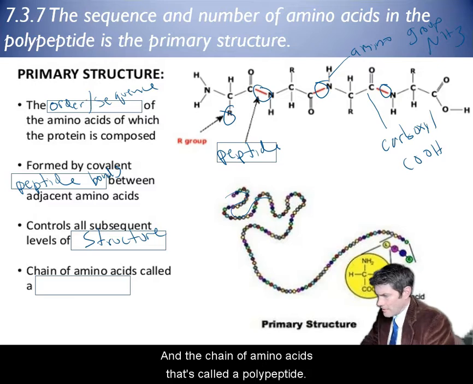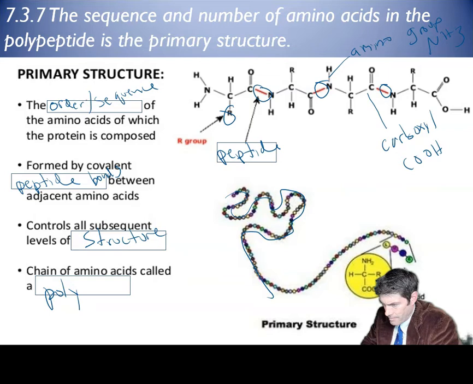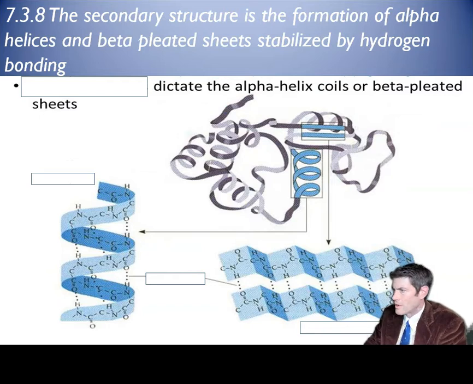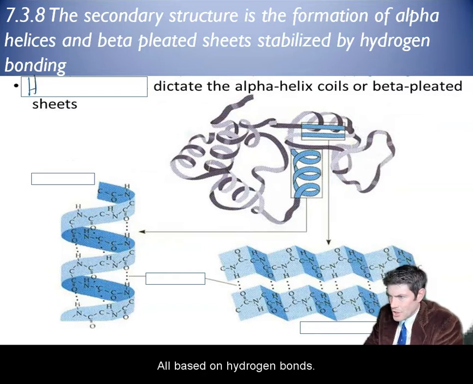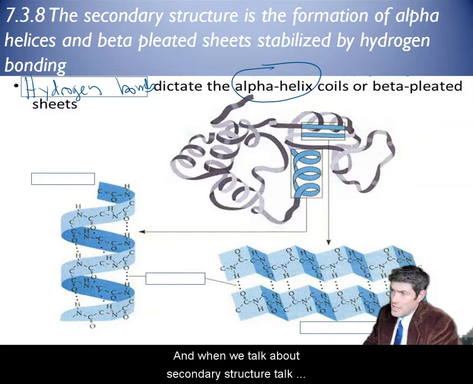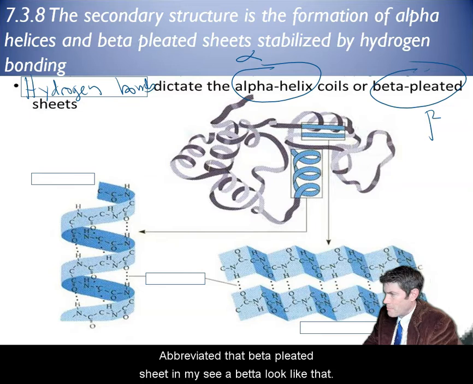And the chain of amino acids, that's called a polypeptide. There we go. Primary structure. Now on to secondary structure, all based on hydrogen bonds. And when we talk about secondary structure, we're talking about alpha helix, abbreviated that, and beta pleated sheet.